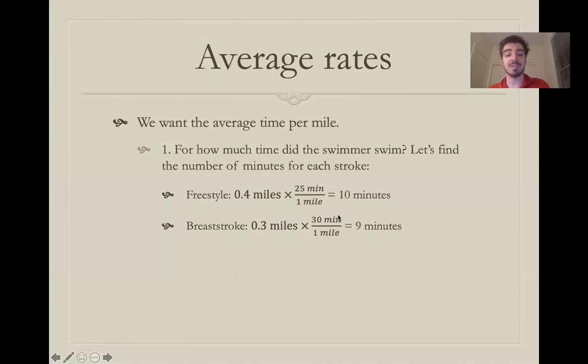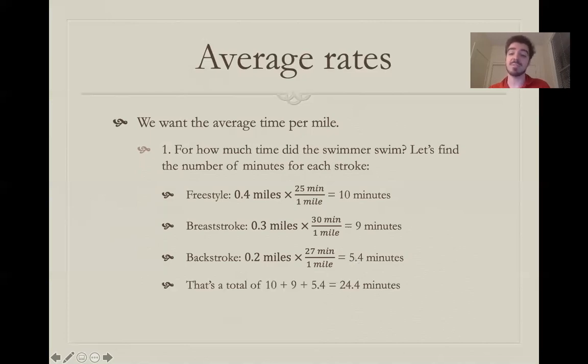Similar calculation using the breaststroke speed and the 0.3 miles gives us 9 minutes for that stroke. And similar for backstroke is 5.4 minutes. So totaled up, she swam 24.4 minutes.